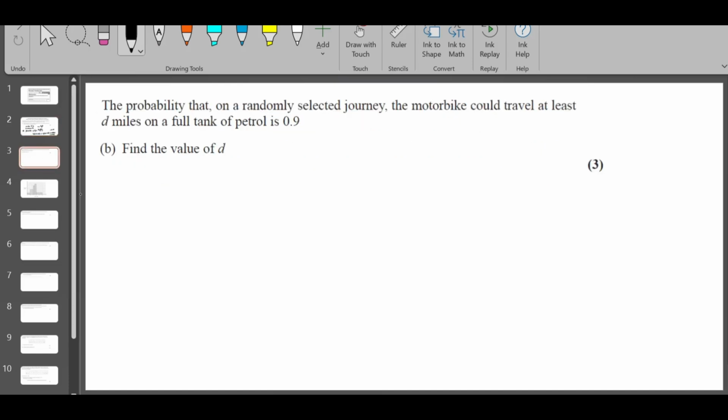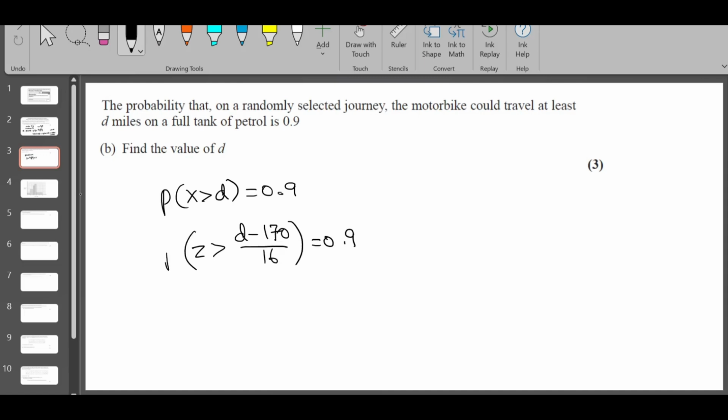Let's move on to part B. The probability that on a randomly selected journey the motorbike could travel at least d miles, that means P of X is greater than d, on a full tank of petrol is 0.9. Find the value of d. Again, standardize this. Z is greater than d minus mu over sigma is 0.9. Okay, you need to remember this before you use the table.